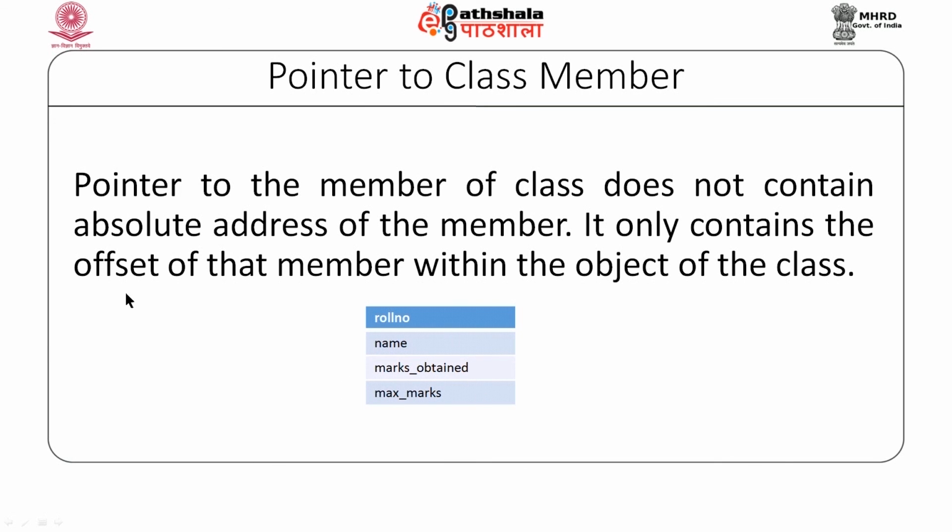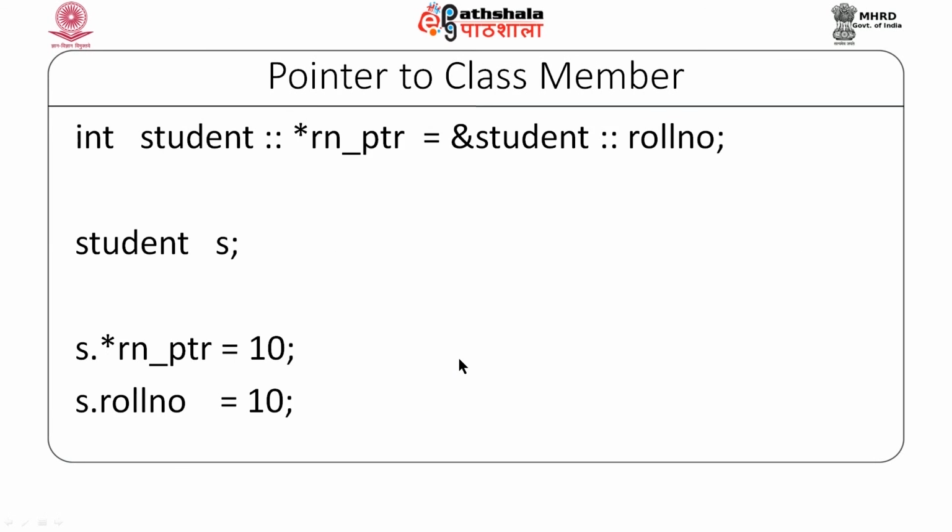So, what does the pointer to the data member store? It only stores the offset of that data member to which it is pointing within the object. This offset for any data member will remain the same for all objects, because if I define another object, roll number would again be stored as the first member, name second, this third and fourth. So, within any object the base address of the object would be different, but the offset of all these data members within that object will always be the same.